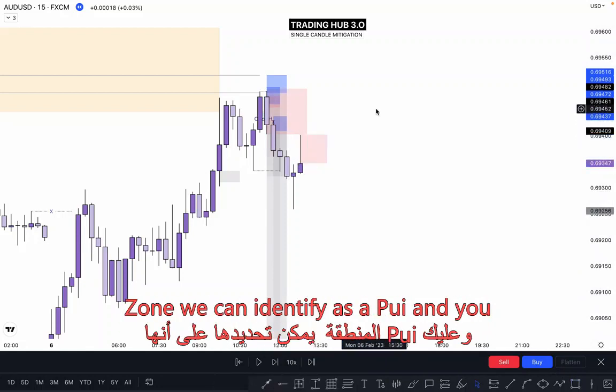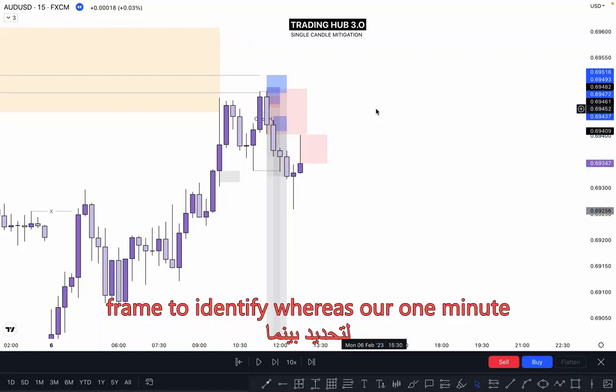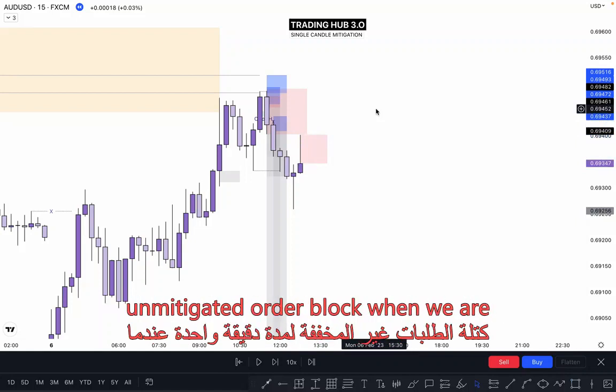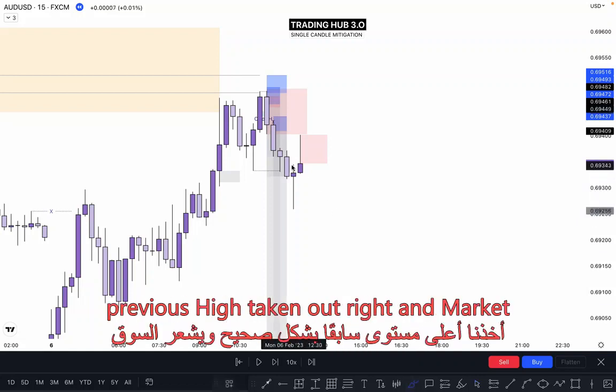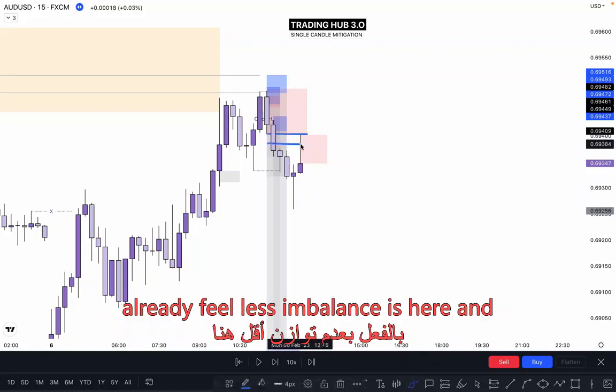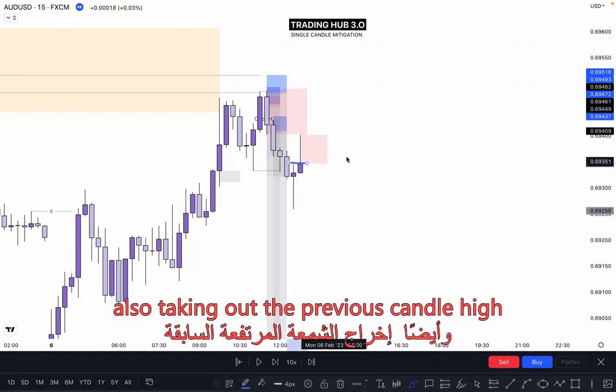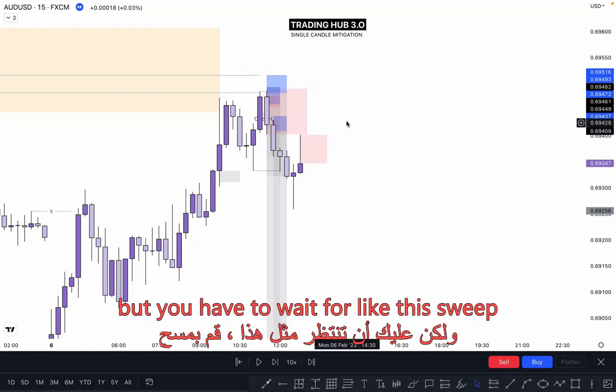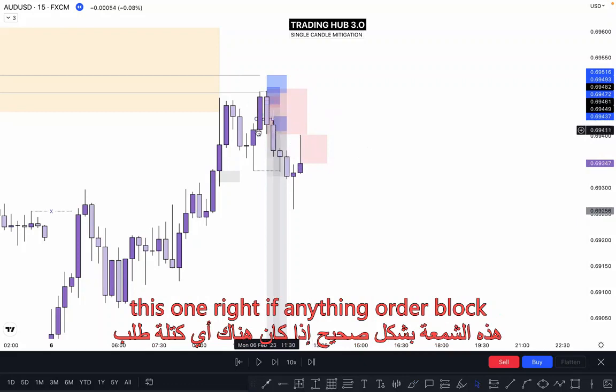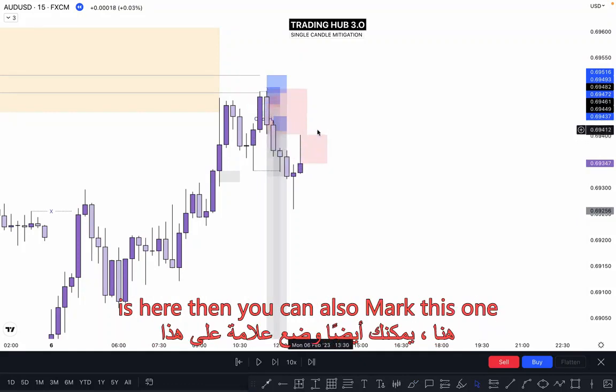Because this zone we can identify as a PY, and you have to switch here to a 1 minute time frame to identify where our 1 minute unmitigated order block is when we are looking for a sell, correct? Because the previous high was taken out, right, and the market already filled this imbalance here, and also took out the previous candle high, but you have to wait for it to sweep this one, right? If there is any order block here, then you can also mark this one, okay?